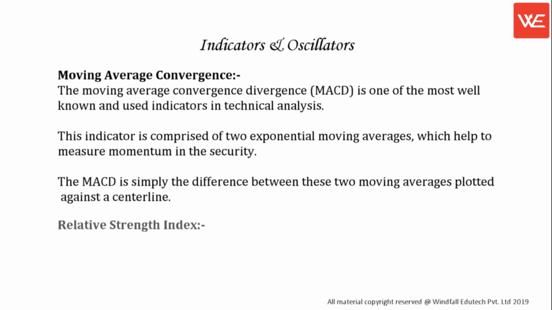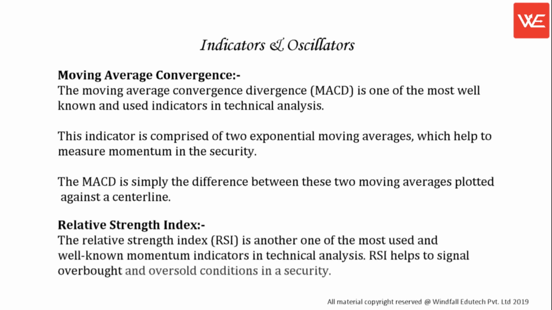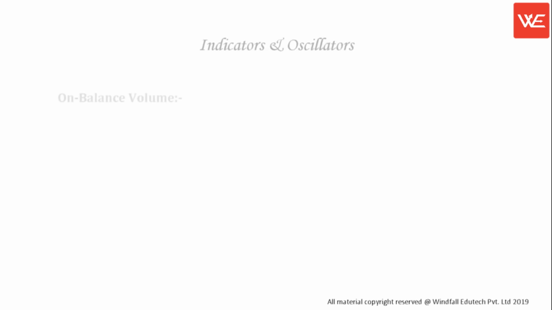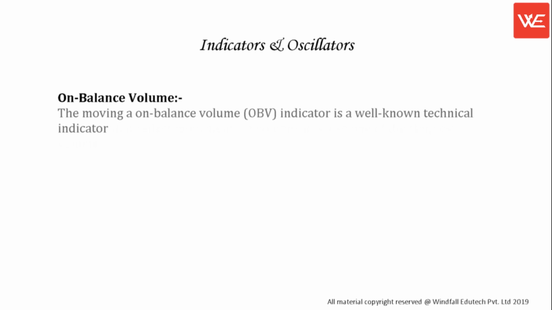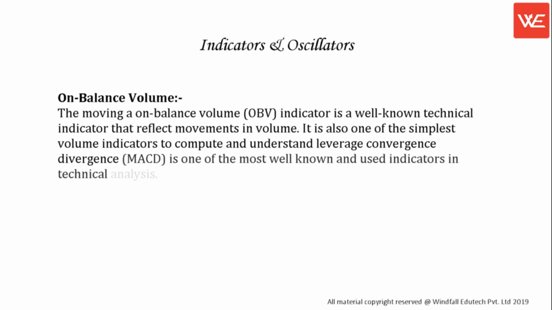Relative Strength Index. The Relative Strength Index (RSI) is another one of the most used and well-known momentum indicators in technical analysis. RSI helps to signal overbought and oversold conditions in a security. On balance volume. The on balance volume (OBV) indicator is a well-known technical indicator that reflects movements in volume. It is also one of the simplest volume indicators to compute and understand.